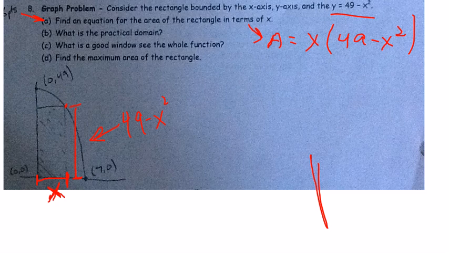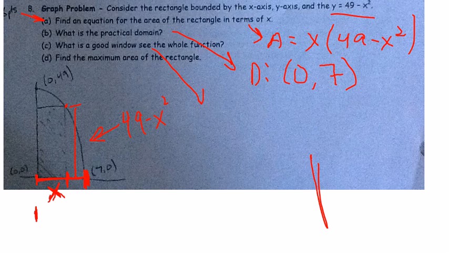So for B, I want a practical domain. Well, I'm not going to have x be smaller than 0, right? Because then I wouldn't have a height and I wouldn't have a width. So my domain starts at 0, and I do use a parenthesis here. And then the biggest it's going to be is to go all the way out to this point right here. So the biggest it's going to be is 7, and that's the domain on the x. My domain goes from 0 to 7.